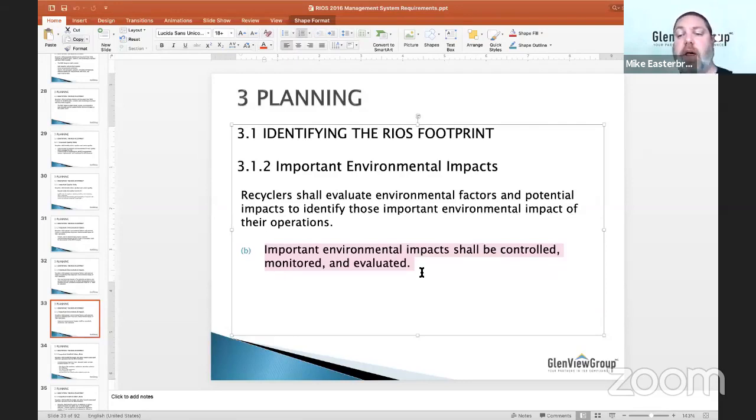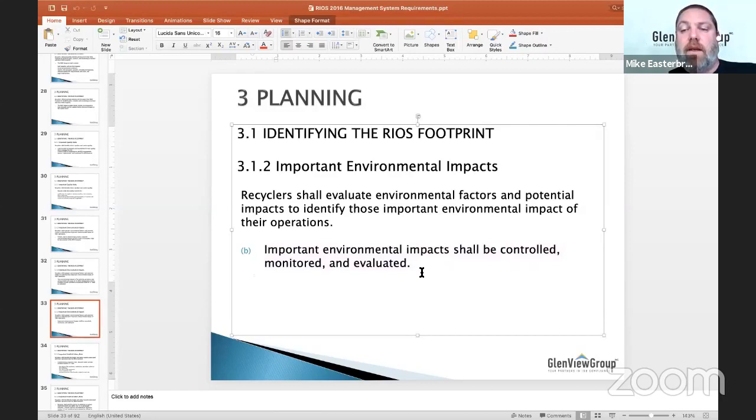So you have to set a criteria at which point the impacts that you're scoring are considered important. And the ones that are considered important under that criteria need to be controlled. So we're talking about controls. We're going to go to 4.5 to talk about controls, but those controls that are in place should be monitored and evaluated.